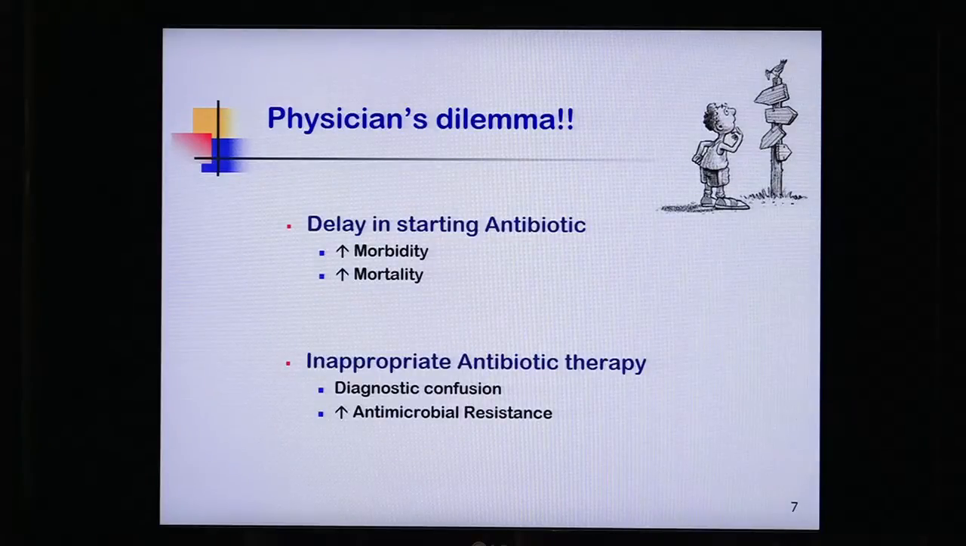The wise physician, again, is in a tremendous dilemma. On one side, he knows that if he delays starting an antibiotic, there is increased morbidity, there is increased mortality. But a lot of times, starting an inappropriate antibiotic can lead to diagnostic confusion, and of course, it contributes a lot to increasing antimicrobial resistance. The WHO has very clearly brought out that more than 50% of the antibiotic prescriptions all over the world are unnecessary and inappropriate, and that is one of the main causes of increasing antimicrobial resistance. So, delay or not to delay, hold or not to hold, when to start, what to start, a lot of dilemma.